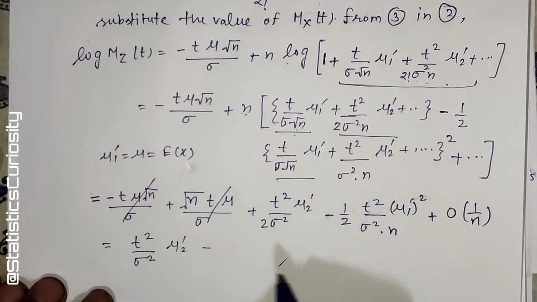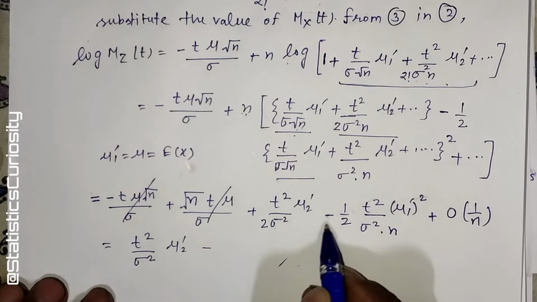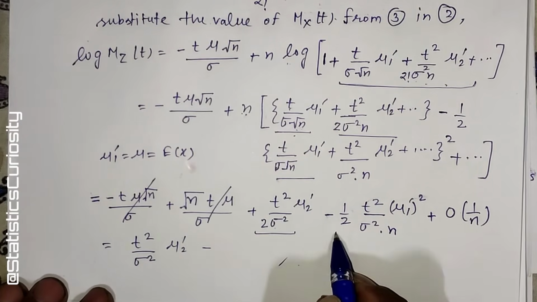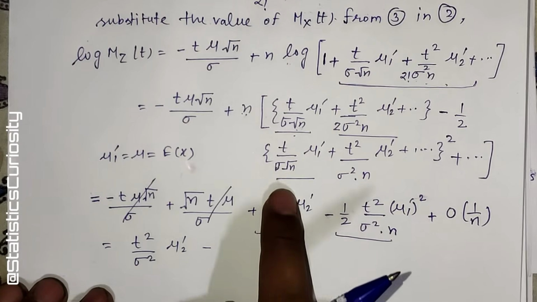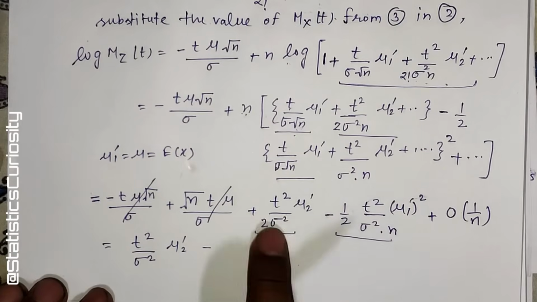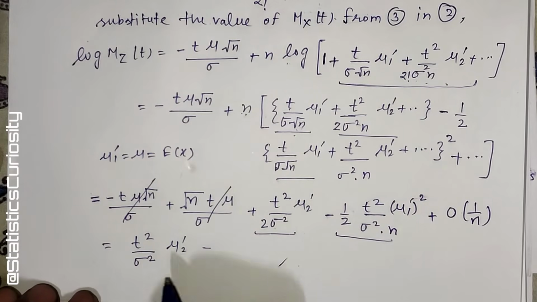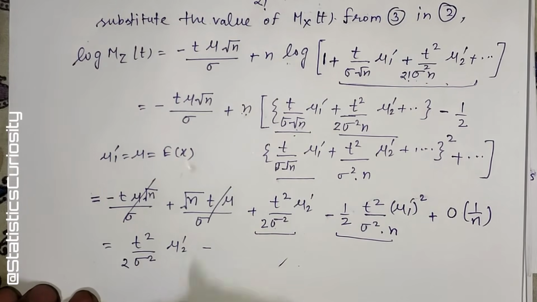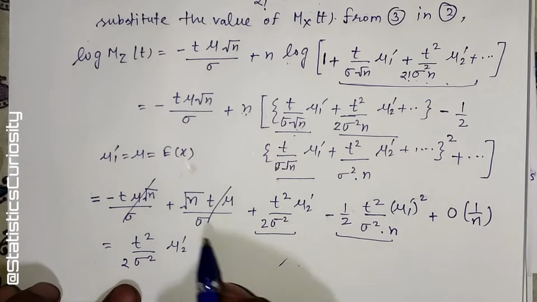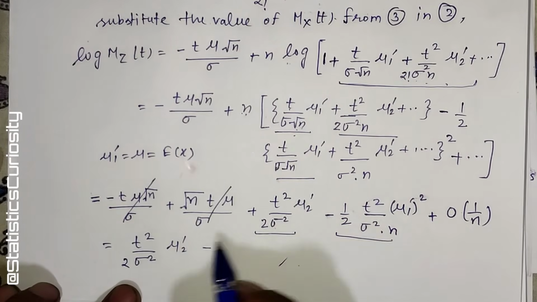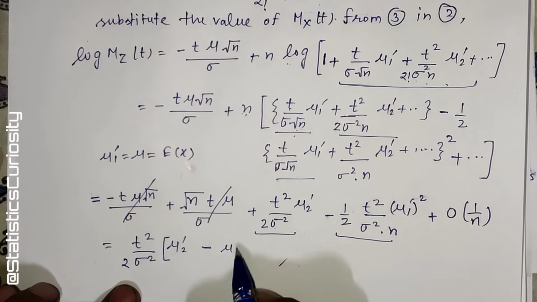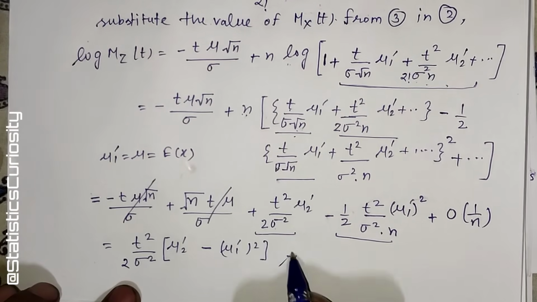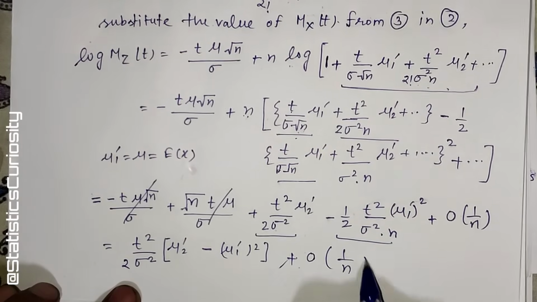Okay, now what we will do? We will take this 1 by 2 and t square divided by sigma square, that is t square divided by 2 sigma square, from both these terms as common. And what we will have? We will then have mu 2 dash minus mu 1 dash square plus order of 1 by n.